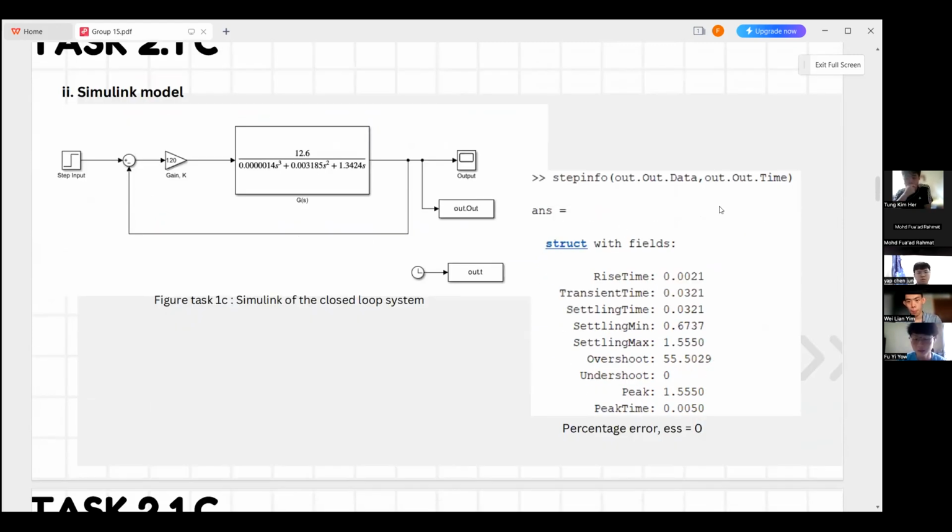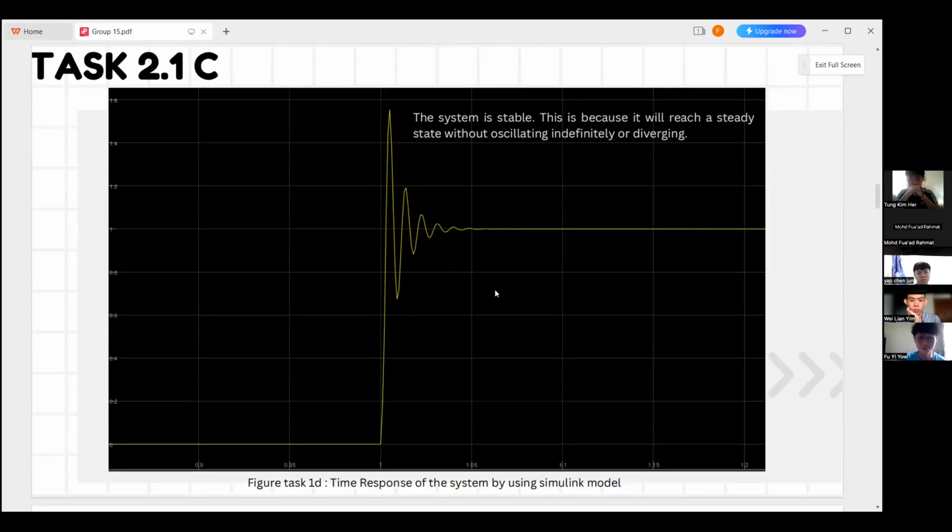What is the value of the proportional controller that you used? 120. So what is the function of the out block in the Simulink? One is to get the value, the magnitude of the y-axis, and the other is to get the time. That's why the clock. Okay, so we can plot the graph.